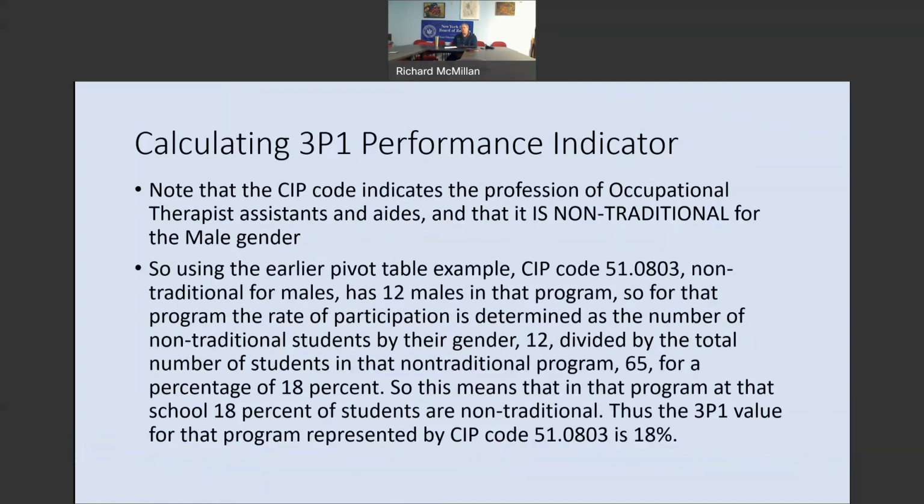So using the earlier pivot table example, zip code 51.0803, non-traditional for males, has 12 males in that program. So for that program, the rate of participation is determined as the number of non-traditional students by their gender, 12, divided by the total number of students in that non-traditional program, which is 65, for a percentage of 18%. And so this means that in that program, at that school, 18% of students are non-traditional. Thus, the 3P1 value for that program, represented by zip code 51.0803, is 18%.